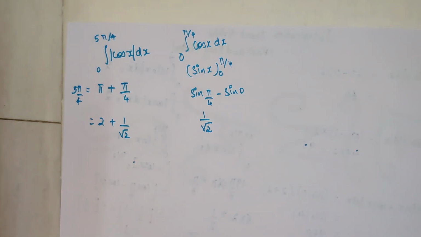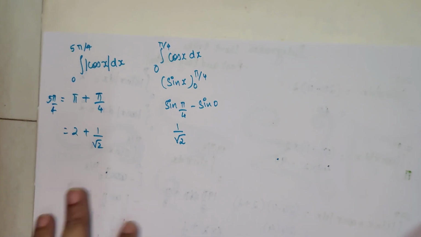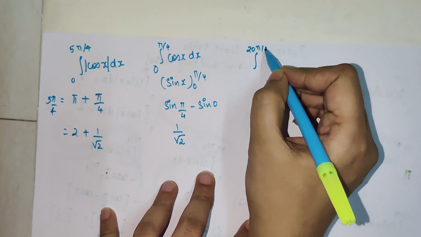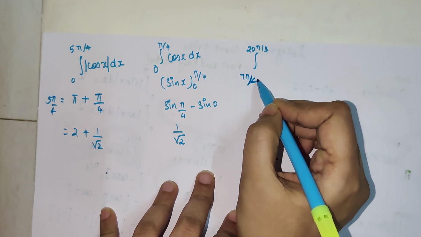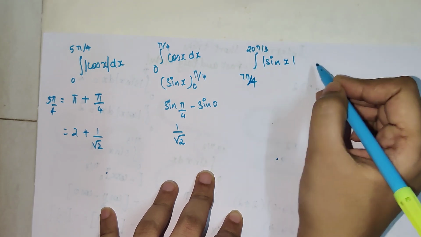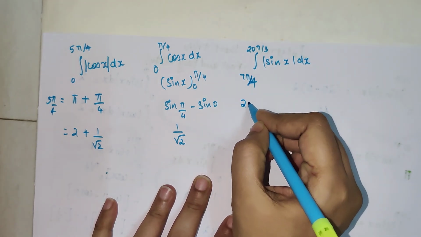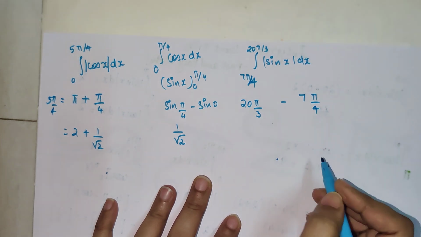Now I'm sure you must be wondering that everywhere there's a lower limit of 0. So what if I give you a question which has different limits itself? Let's say the question is from 7 pi by 4 to 20 pi by 3, and they're asking you to find the integral of mod of sin x dx. Then again what we'll do is just convert 20 pi by 3 and 7 pi by 4 in terms of pi's.